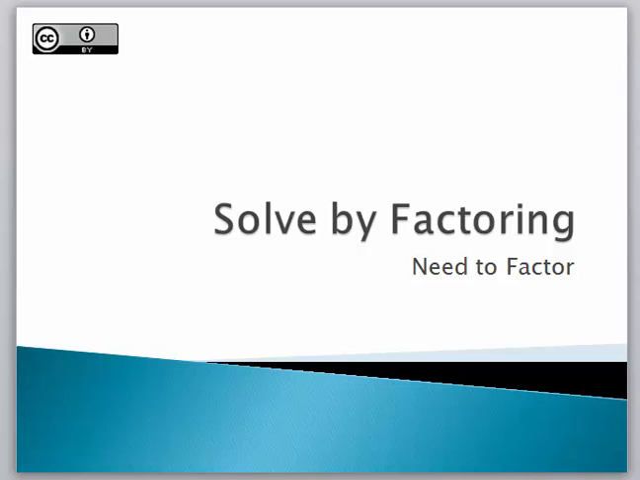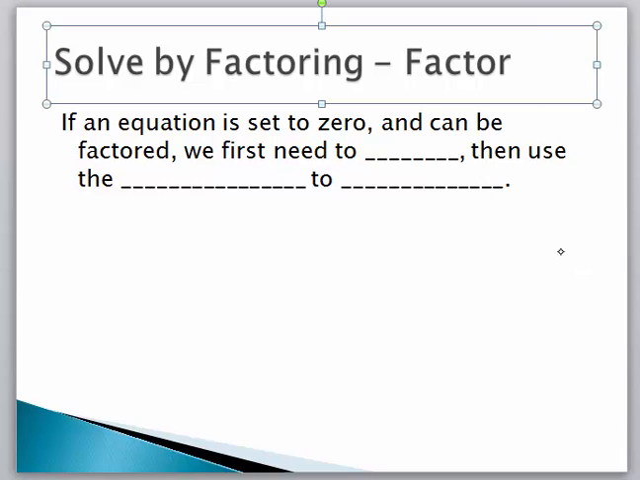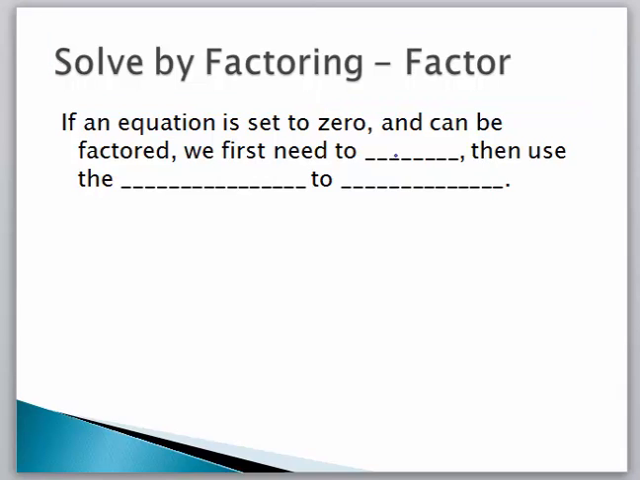In this video, we'll see how to solve by factoring. If an equation is set to 0 and can be factored, we first need to factor it. Then use the zero product principle or zero product rule to solve.